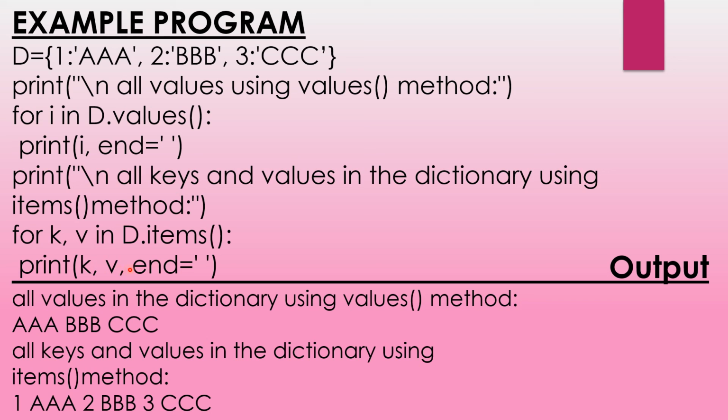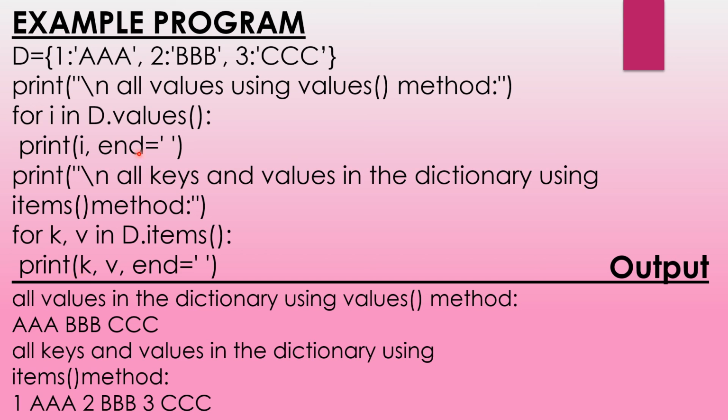So print k comma v, end is equal to. As items is used, first the value of k will go as 1, then 2, then 3. And the value of v, first it will go as AAA, then BBB, then CCC. So in printing, first it will print this line, as you can see it is written print. Then it will go as k. For is used here, so first 1, so 1 is there. Then v, what is the value of v? AAA, so AAA is there. Then again a gap will be given between them, as you can see.